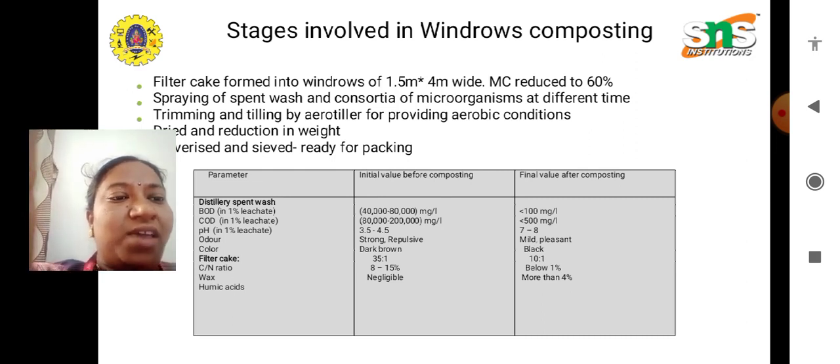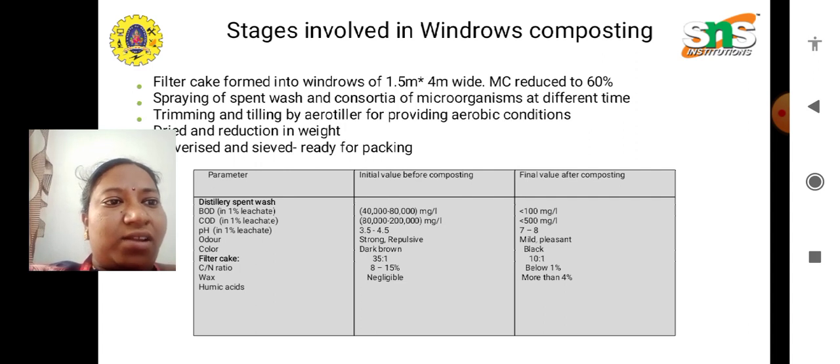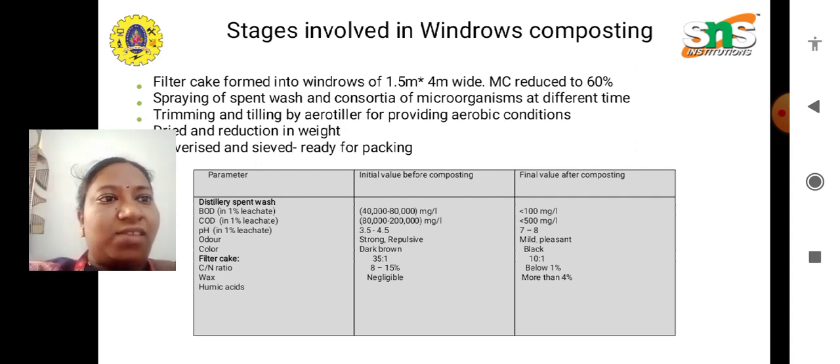Final values after composting: the pH is 7 to 8. Mild pleasant smell, black in color. The C:N ratio is 10:1. Wax is below 1% and humic acid more than 4%. So these are the final values after composting. BOD is also reduced to 100 milligram per liter and COD to 500 milligram per liter.